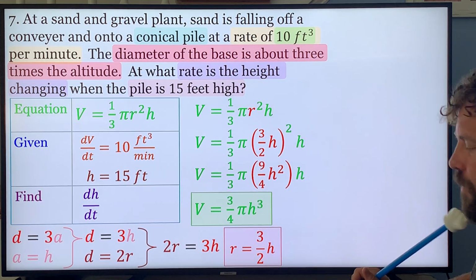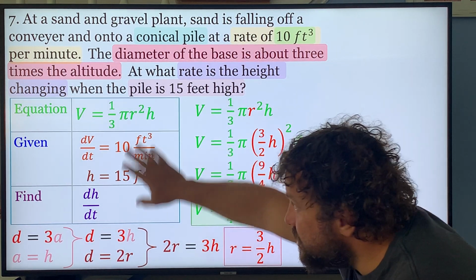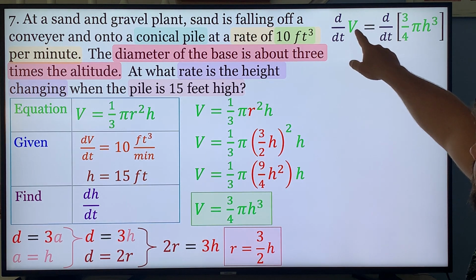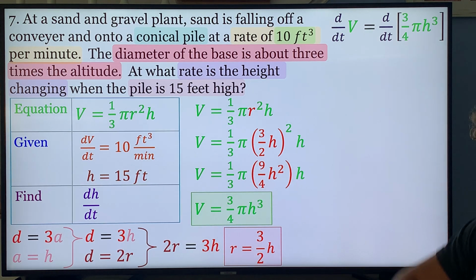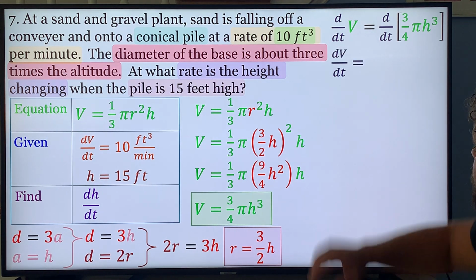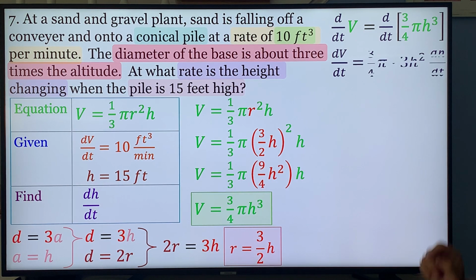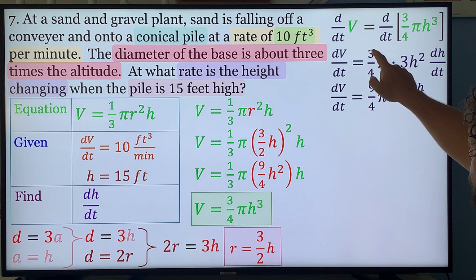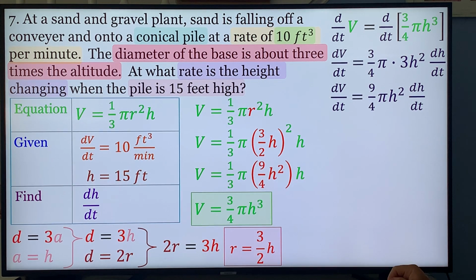Okay, so what do we do now? You got all this. The setup is the hard part. You derive that in terms of t. d/dt of V equals d/dt of 3/4 pi h cubed. Derivative of volume is dV/dt. 3/2 pi 3h squared dh/dt. And now, 3 times 3 is 9/4 pi h squared dh/dt. This just was 3 times 4.